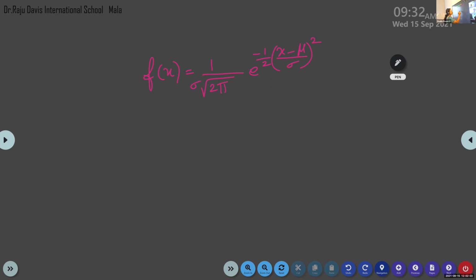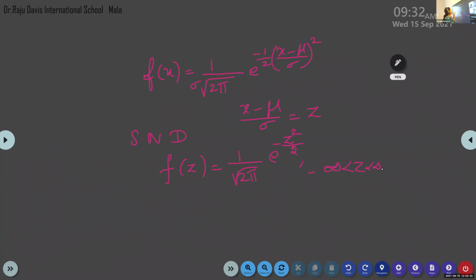To make it into standard normal distribution, we put x minus mu by sigma as z. And this is called the z score, isn't it? And then what did we discuss? The standard normal distribution is given by f of z is equal to 1 by root 2 pi e raised to minus z square by 2, where minus infinity is less than z less than infinity. Z lies from minus infinity to infinity.